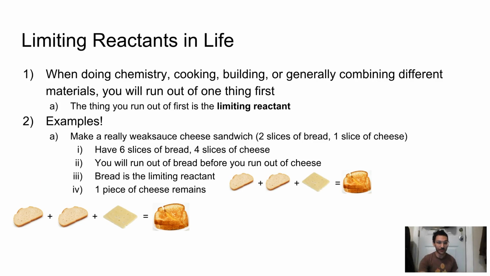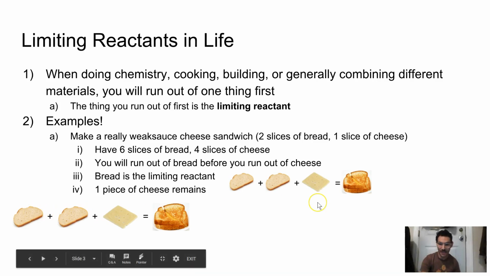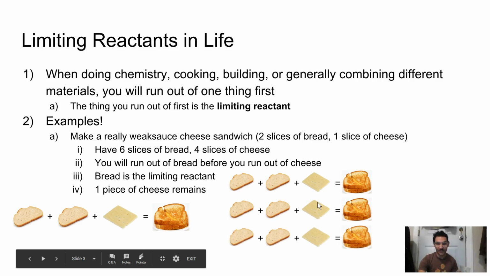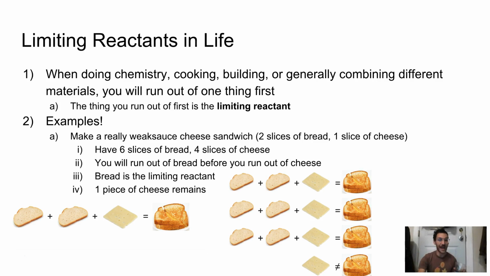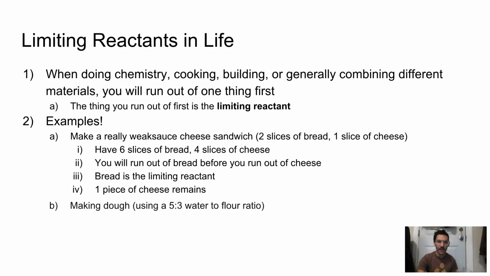And here's that visually. If this is our recipe for a sad cheese sandwich, and we start putting together sad cheese sandwiches, at the very end, we have just 1 piece of cheese left over. Bread has limited how many sandwiches we can make. It is the limiting reactant. Cool? Cool. Let's look at another example that's maybe a little bit more confusing.